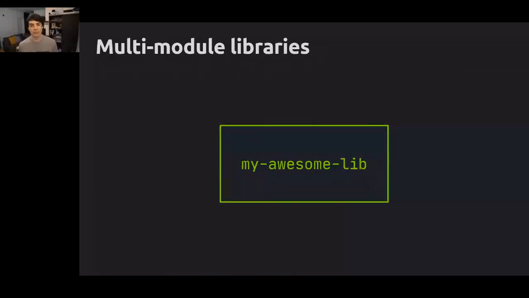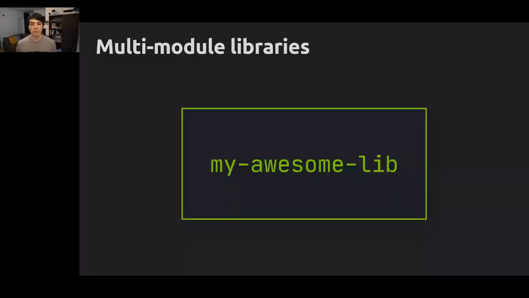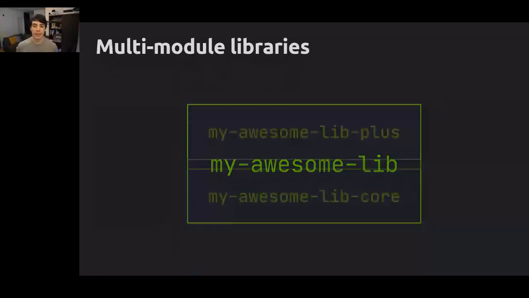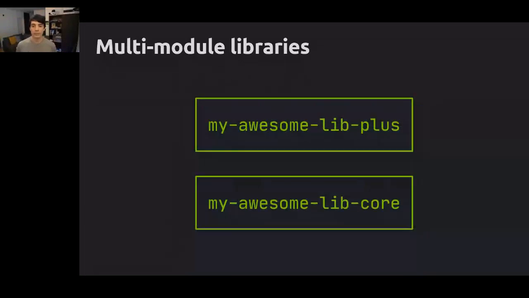OK, let's say that you create a library and you're maintaining it, and it's growing, and you're adding new features, and it's getting larger and larger and doing more and more things. At some point, you might decide that it's doing too many things for a single library, and you want to split it into multiple different modules.